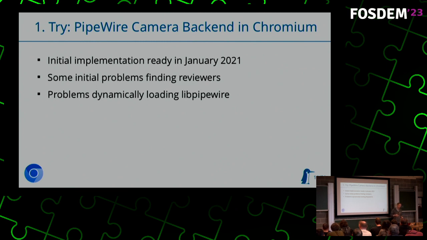And then there were some issues with, OK, this is not just Chromium. This is also Google Chrome, and that's a binary build that's deployed on multiple platforms. So we cannot just link to Pipewire, because it may not be there. So we need to load it dynamically.